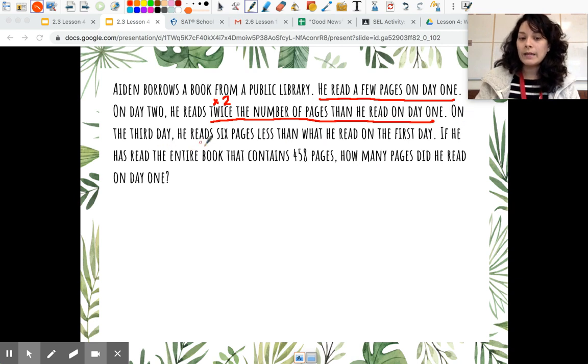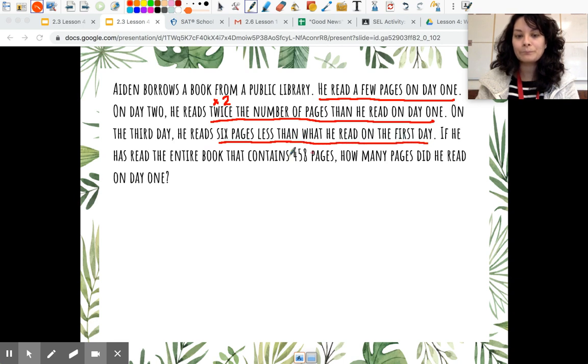And on the third day, he reads 6 pages less than what he read on the first day. Can't seem to draw my lines very straight using this Wacom tablet. Okay, so less than is a very interesting subtraction phrase. Less than does mean subtract, but you're also going to switch the order. Okay, so I might make a little note over here. Less than flips the order.